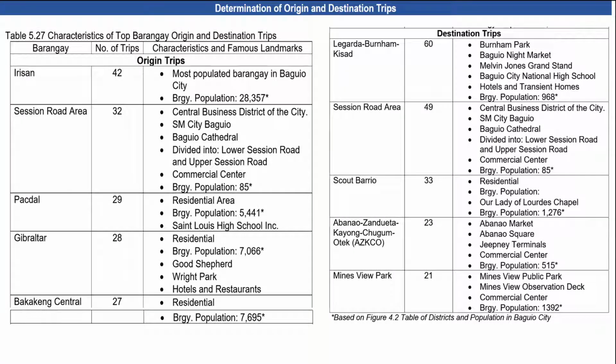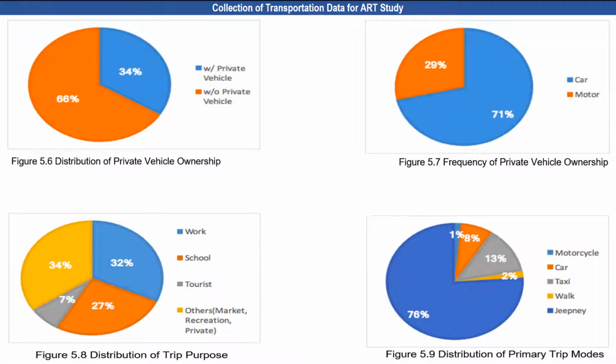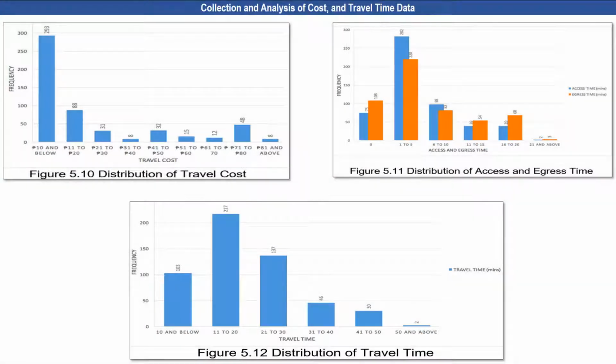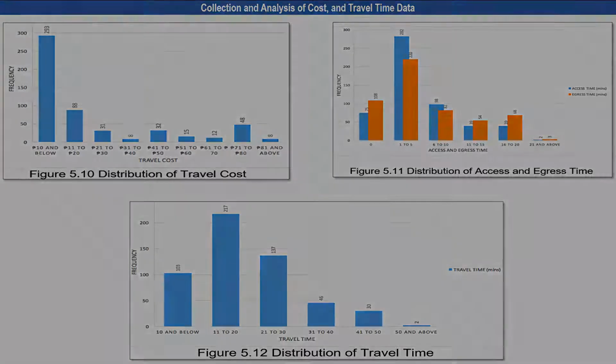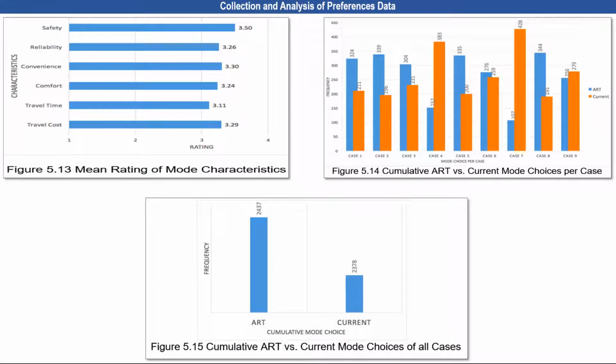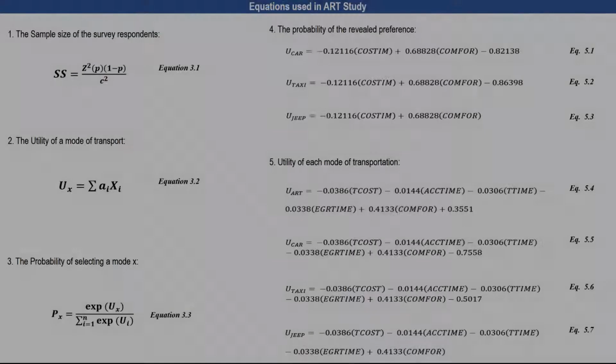Among the data collected in the survey were the origin to destination trips of residents and tourists in the city. In the same survey, vehicle ownership and purpose of destinations were determined and tabulated here in pie charts. The travel costs, travel time, and time to access and disembark for different modes of public and private transportation were determined. They have been plotted and shown here in the form of bar charts. These are the collection and analysis of preferences data tabulated here in bar charts.